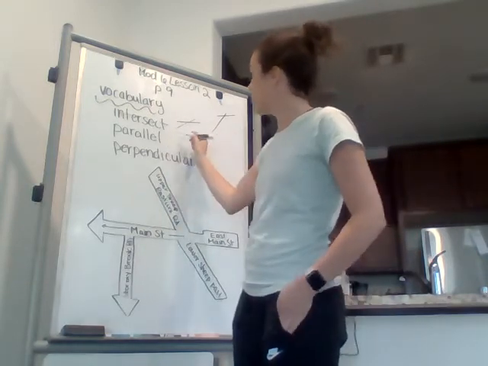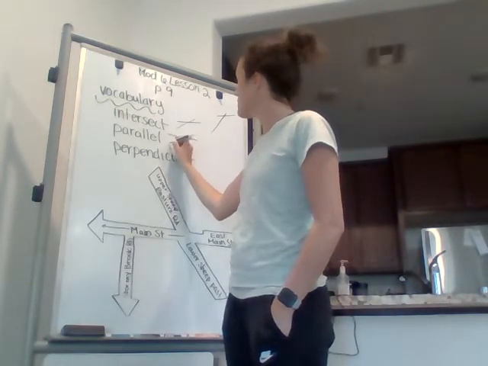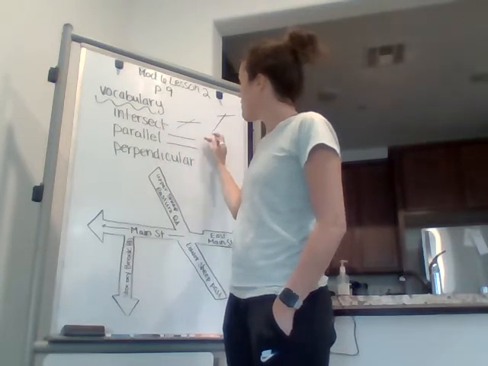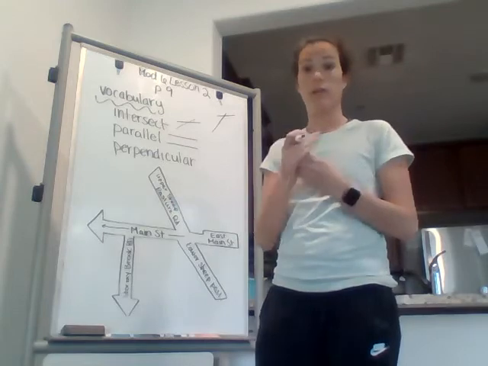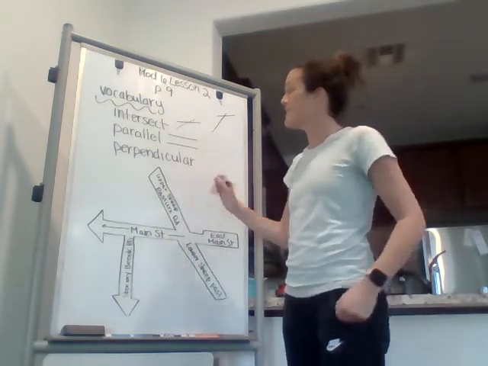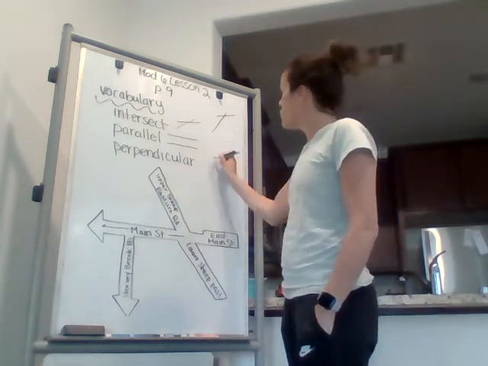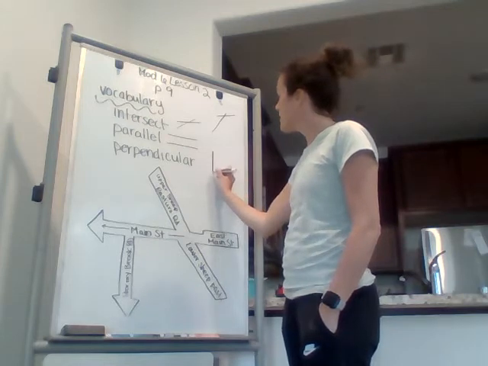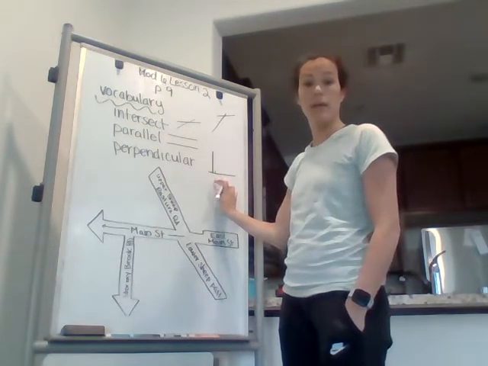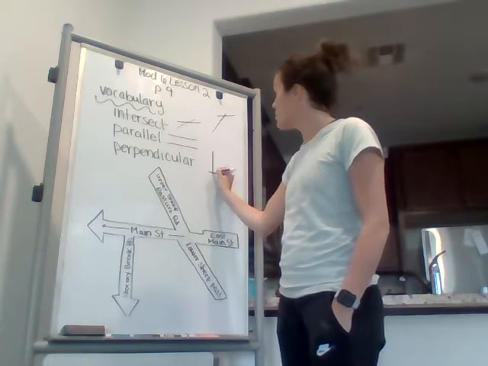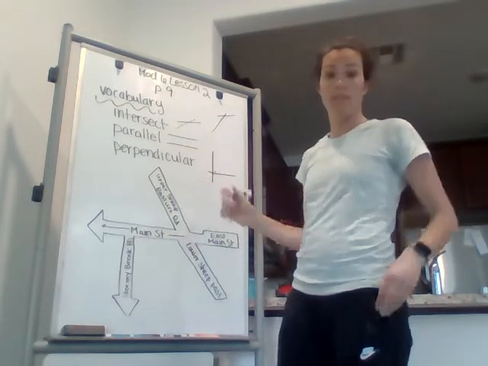Parallel, we should all know, are two lines that run even with each other and will therefore never cross or intersect. And finally, perpendicular is two intersecting lines that create right angles. So right here, you'd have a right angle making it perpendicular. It also is an intersection, right?